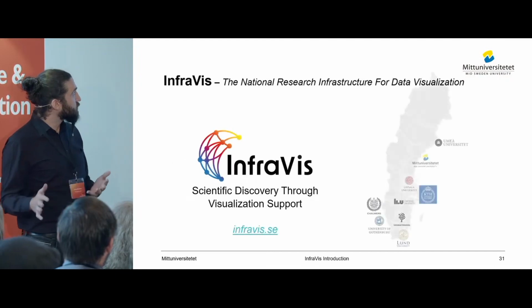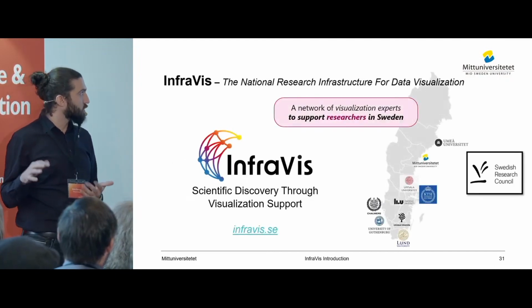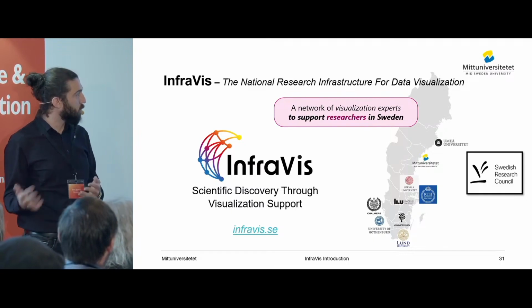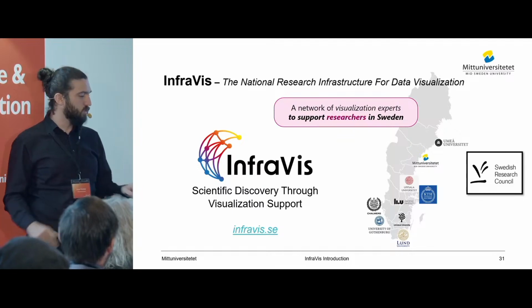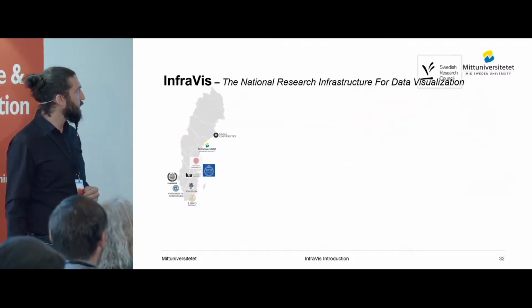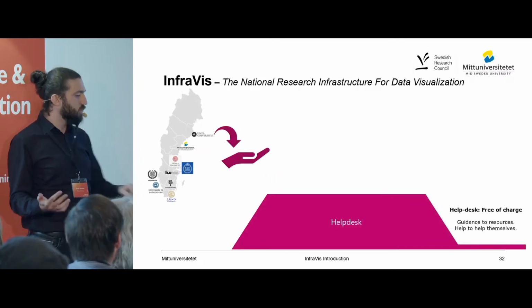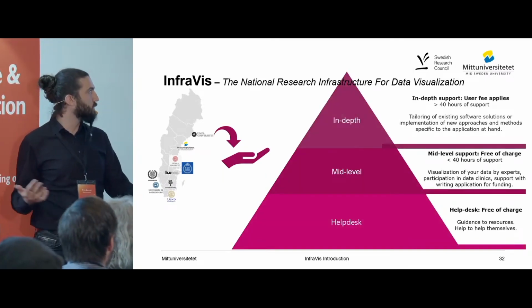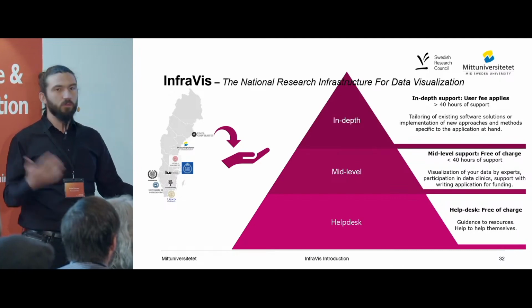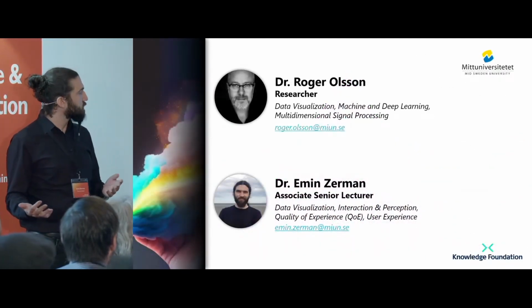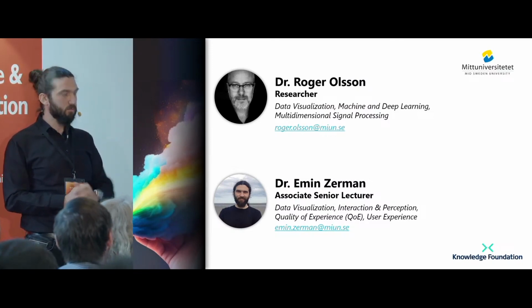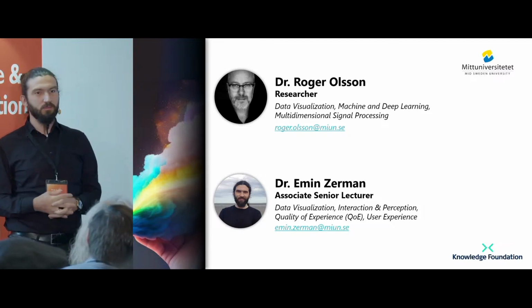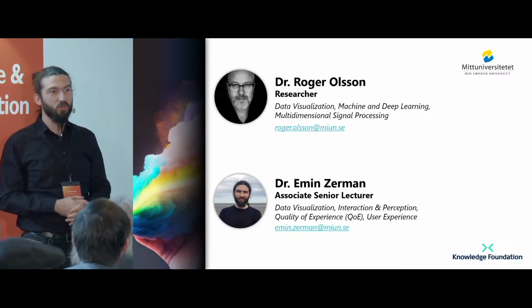And if you're a researcher, then there's the InfraVis National Framework on visualization support. It is basically composed of nine different universities across Sweden and funded by the Swedish Research Council. Researchers can get three different levels of support through help desk, mid-level, and in-depth support. If you are interested, please contact us. We are here around all day. If you have any questions, you can perhaps ask them now, or you can approach us and we can have a talk, definitely. Thank you.